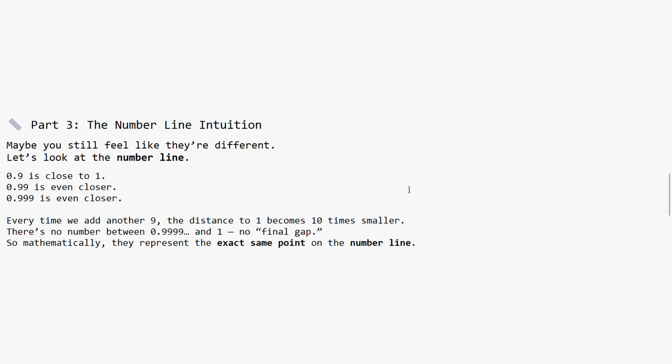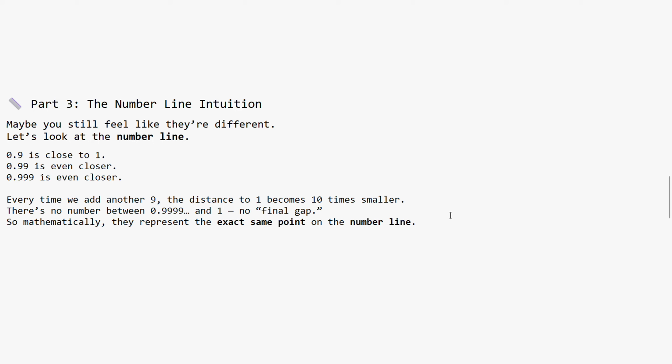Now let's look at some number line intuition. Maybe you still just feel like they're different. For now, let's look at the number line. See, 0.9 is very close to 1, and 0.99 is even closer, and then 0.999 is even closer, and it goes on. So every time we add another 9 to the decimal, the distance to 1 becomes 10 times smaller. So there is no final gap between 0.9999 repeated and 1. So mathematically, they represent the exact same point on the number line.